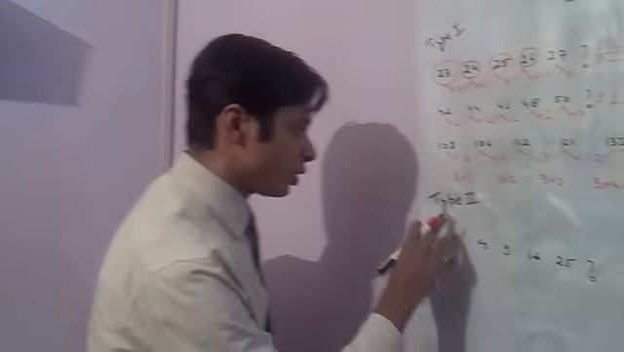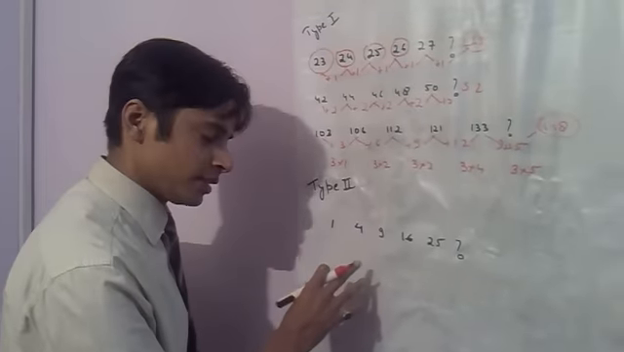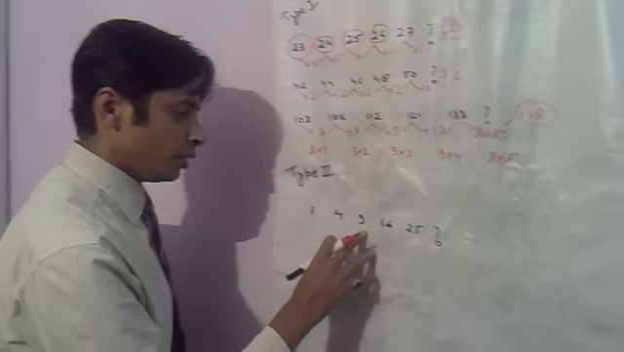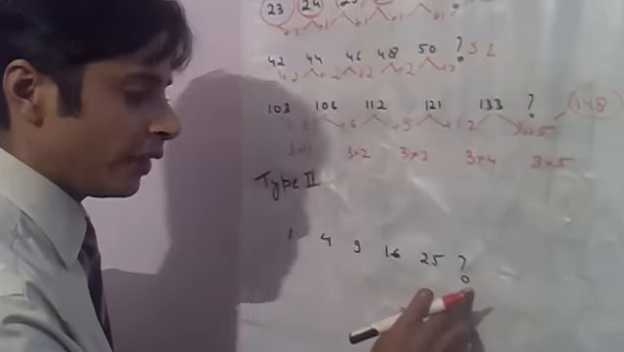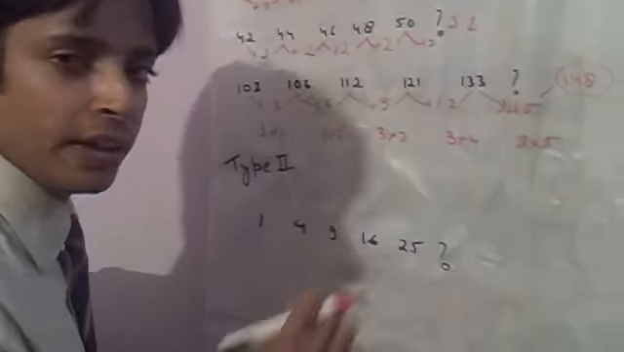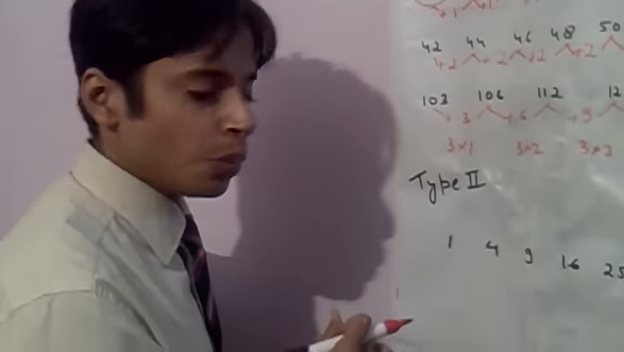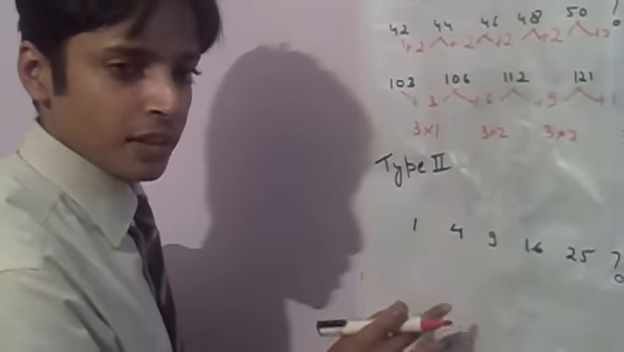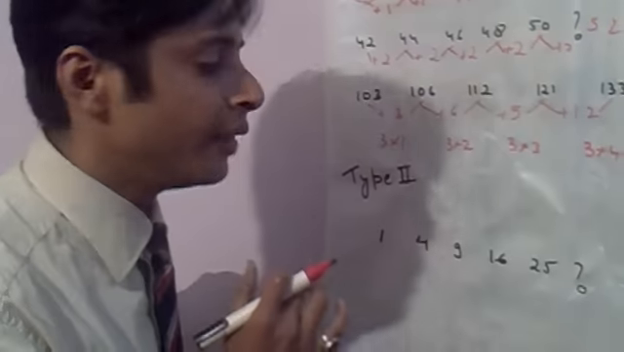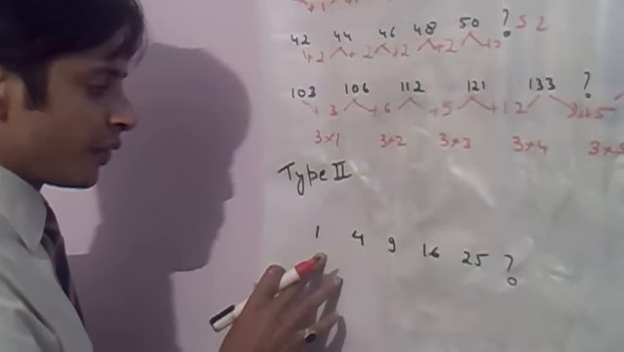Over here we have a question of type 2, and the question is 1, 4, 9, 16, 25 and question mark. The requirement is the same. We have to know what would come in the place of the question mark. So first let's check out what the difference is. The pre-requirement was the difference. Let's check out what the difference is over here.